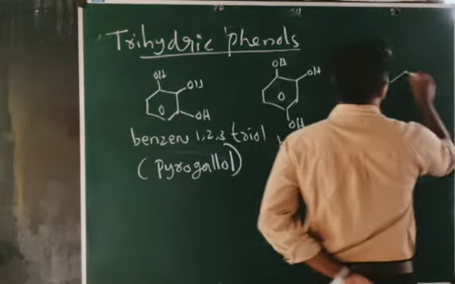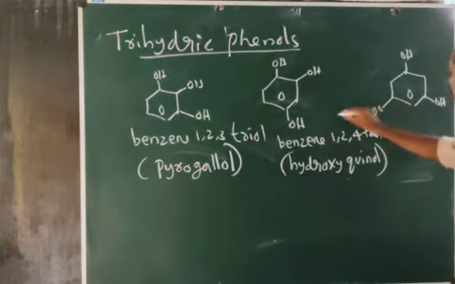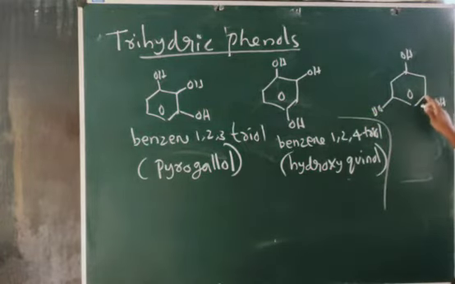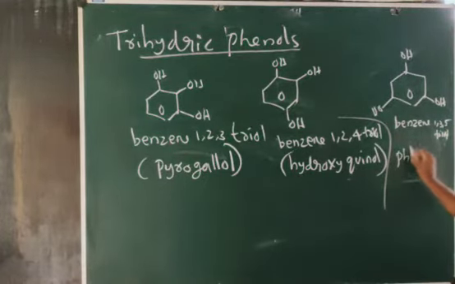And the last one. OH, and here is OH. What is this one? 1, 2, 3, 4, 5. That means benzene 1, 3, 5 triol, which is known as phloroglucinol.